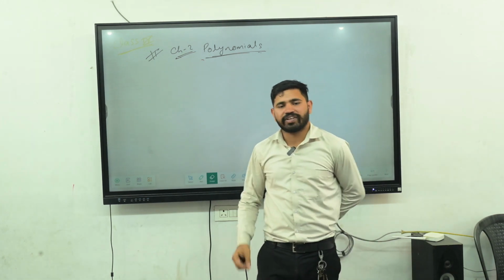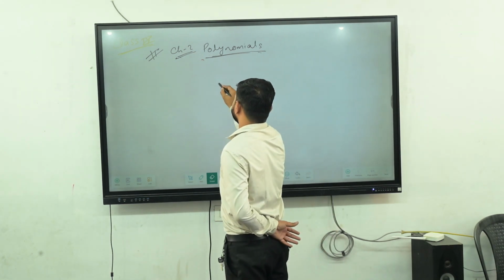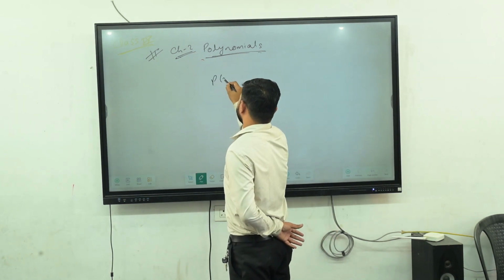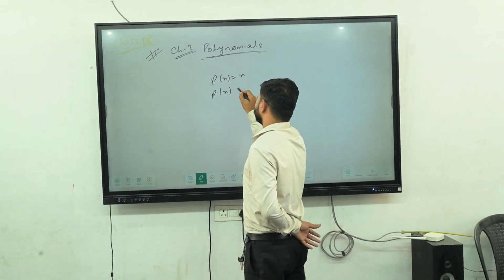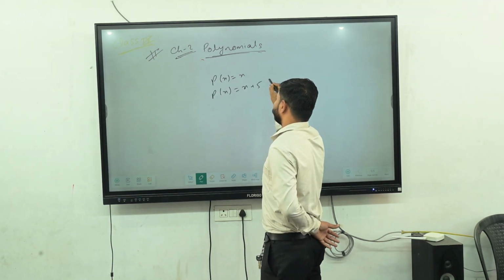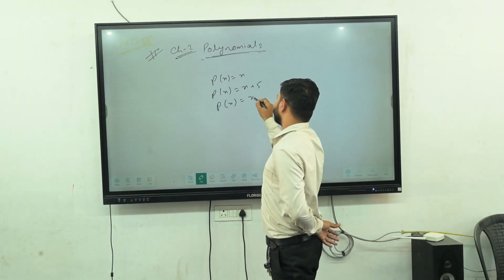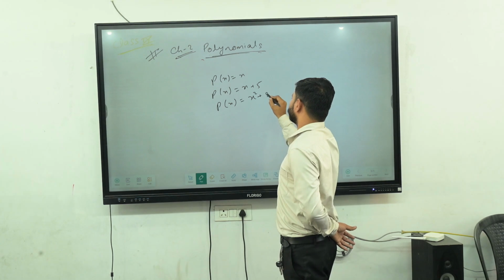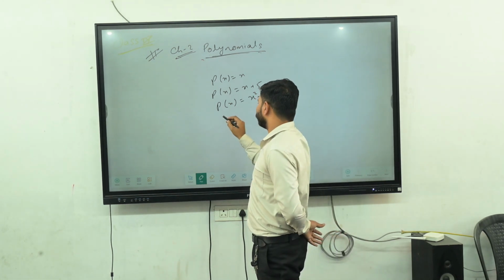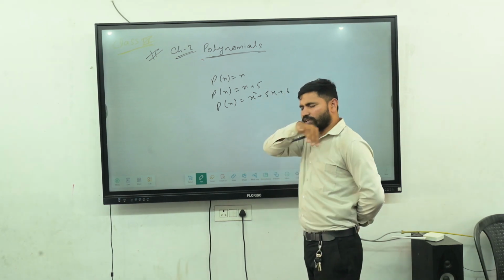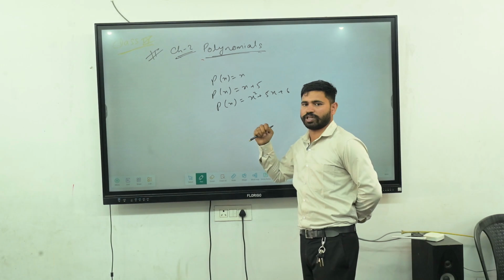If the polynomial has exactly one term, that is called a monomial, like P(x) equals x. Then it is called a monomial. P(x) equals x plus 5 is called a binomial. P(x) equals x square plus 5x plus 6, where there are three terms, is called a trinomial, and so on. Okay, in class nine we study maximum 3 or 4 terms.